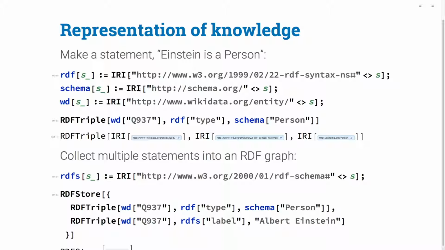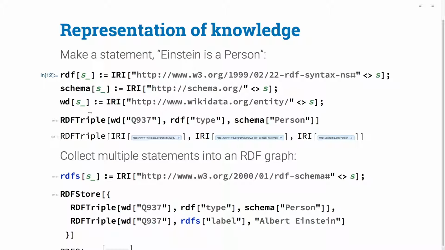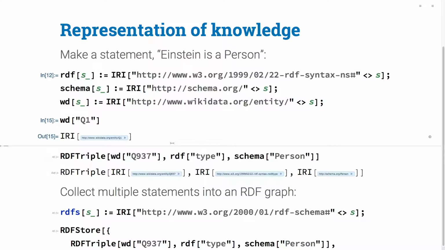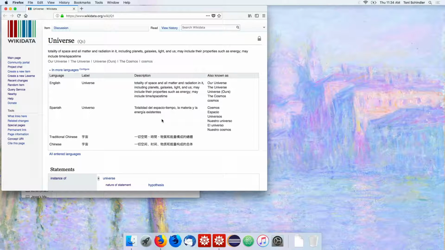Now that we have the basics, we can start making statements. As you have seen before, this was a short IRI, but they are usually longer because they have to be unique globally. So I introduced some shortcuts. Let's see, for instance, WD of Q1 gives me an IRI in Wikidata. And I can even click on it, and I get a human-readable description of that IRI. So this IRI identifies, stands for the universe.